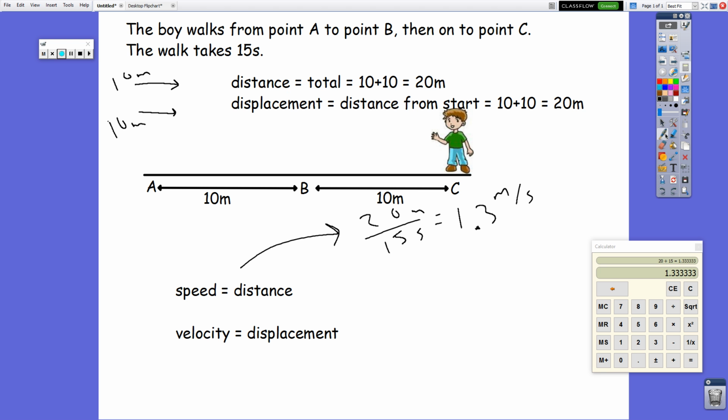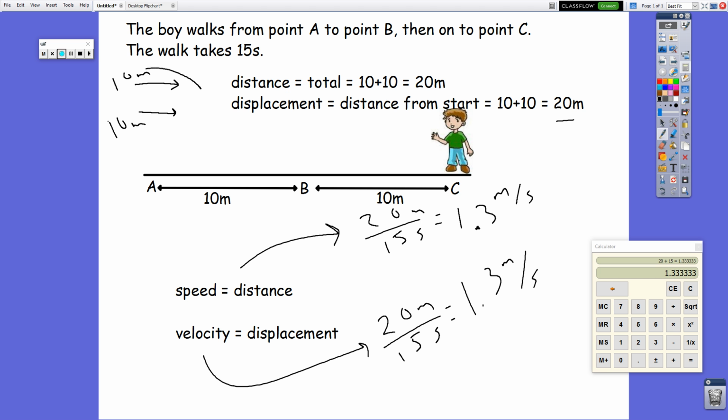Let's do the velocity. 20 meters again because it's the same number. Over 15 seconds is again going to be 1.3 meters per second. Now we do need a direction on this. All of our motion was to the right. We ended up to the right, just 1.3 meters per second right.